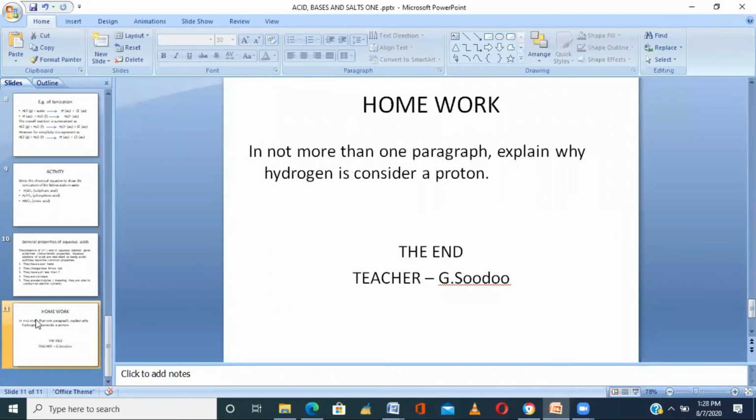And for your homework, in not more than one paragraph, I want you to explain why hydrogen is considered a proton. All right?